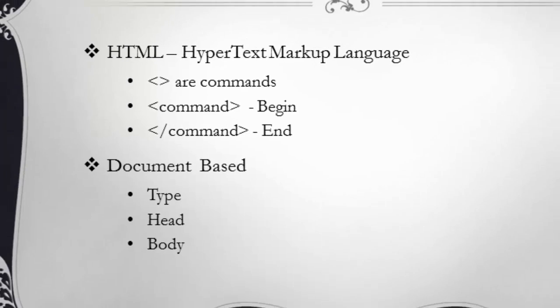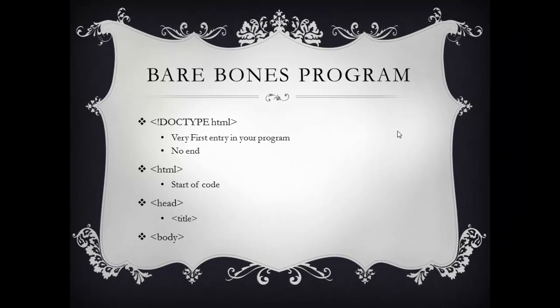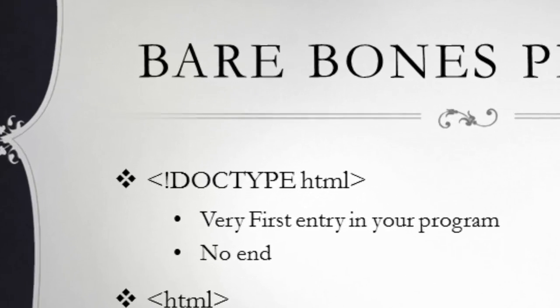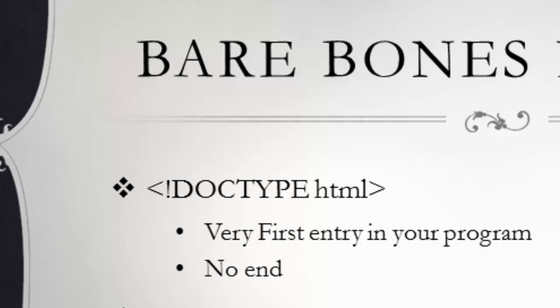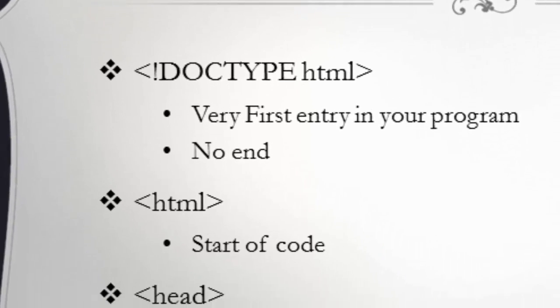You want to have a head and you want to have a body. So it's going to look like this. You're going to say doc type HTML is the very first entry in your program, and this is HTML5. There are other parameters you could do for other versions of HTML, but this is telling the interpreter, the browser, that we are doing HTML5.